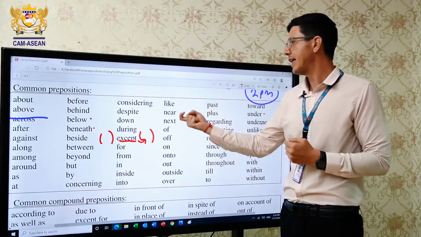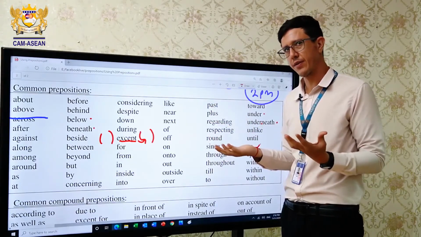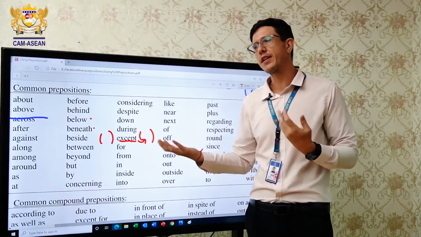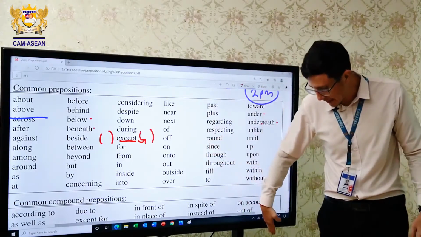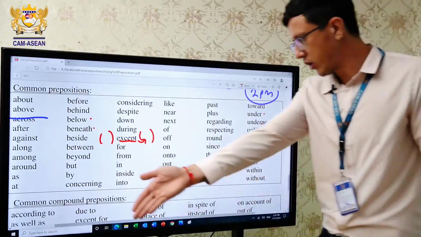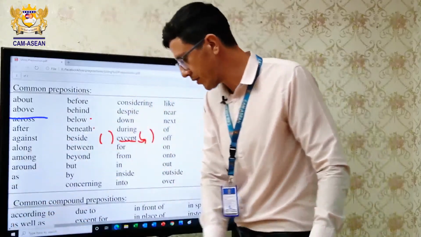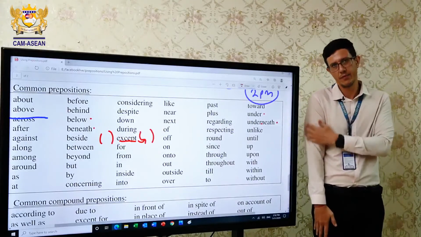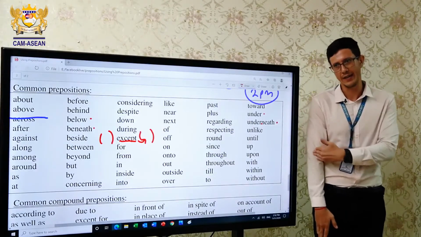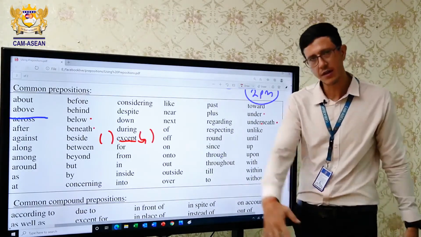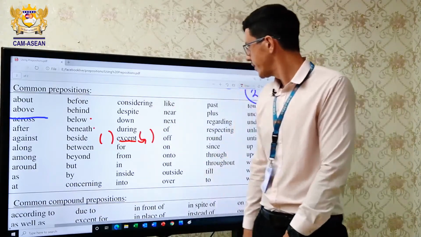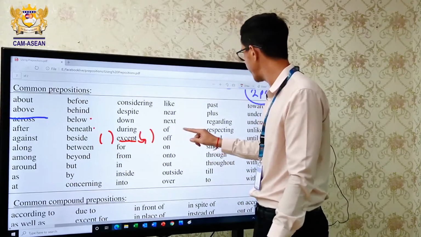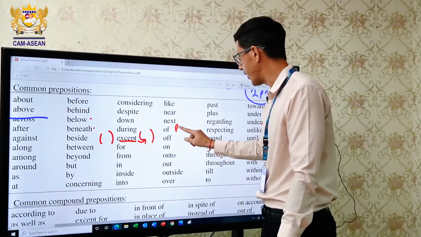Now, near or next, what's the difference? I am near the TV, I am next the TV. Now, the difference is near can be anywhere. Anywhere close to the TV. Anywhere close to the TV is near. If I say next to, I mean the side, beside, next to. Near, more general. Of, now of is important. It means part. Of means part.